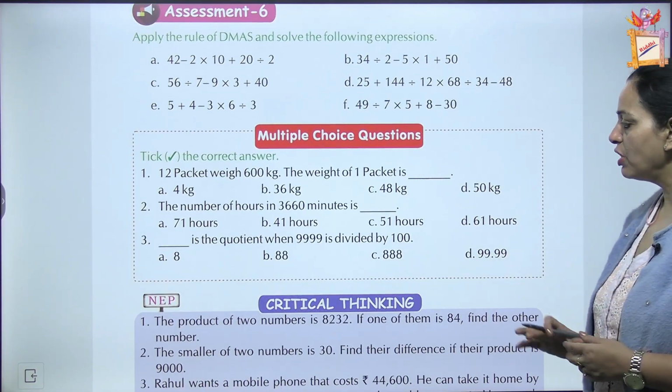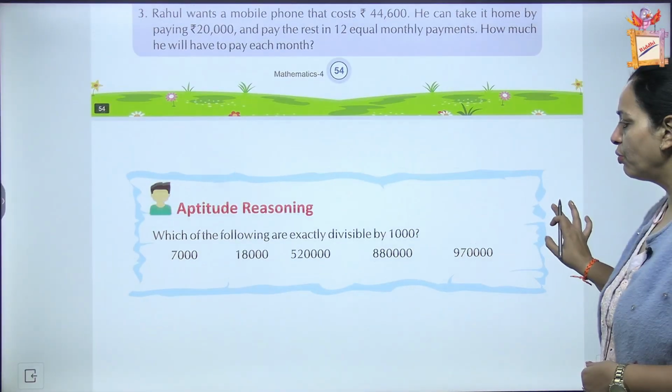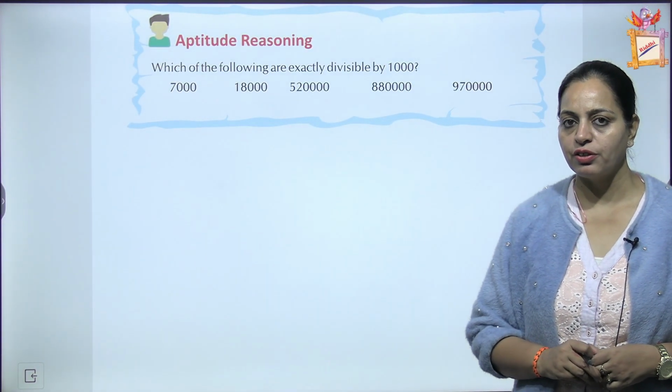We have some MCQs and critical thinking and here aptitude reasoning. So I hope the concept is very much clear to you.